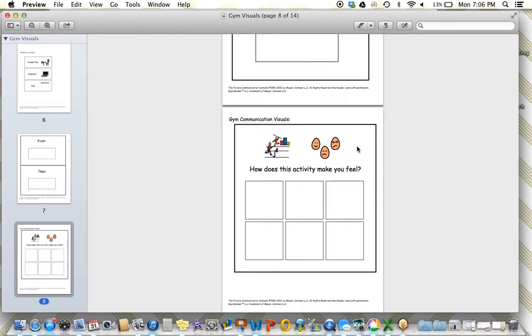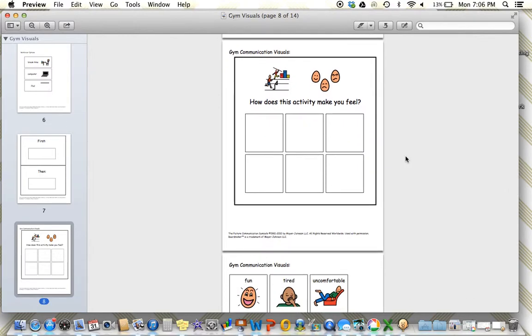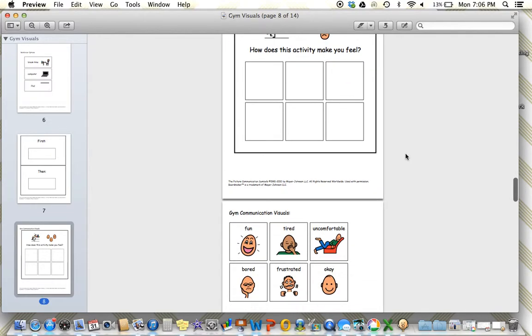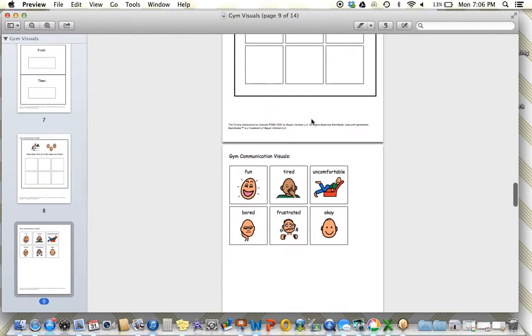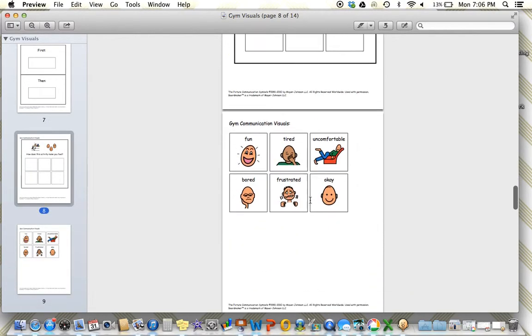Next are some gym communication visuals. We really want to make sure our students have ways to communicate that aren't just problem behaviors. So we want to give them visuals that are easy to use, so instead of having to engage in a problem behavior to express themselves, they can use visuals. So, how does this activity make you feel? Students might be able to express their emotions more readily utilizing this communication board.